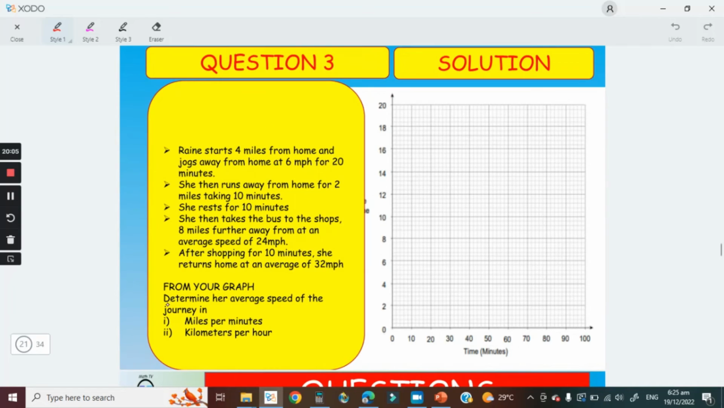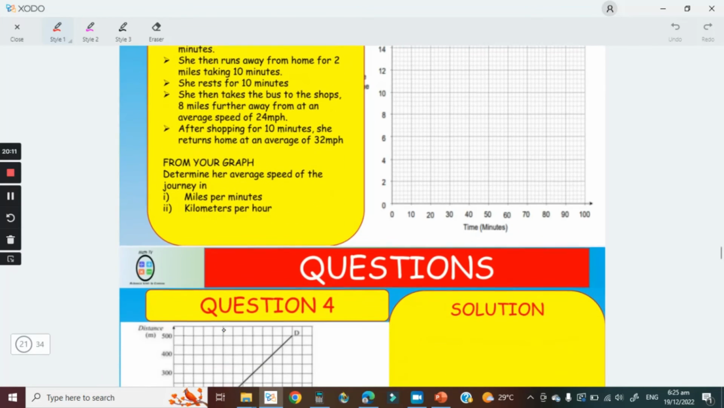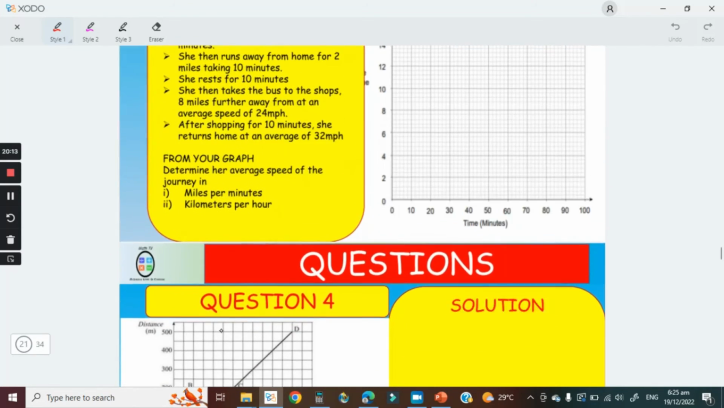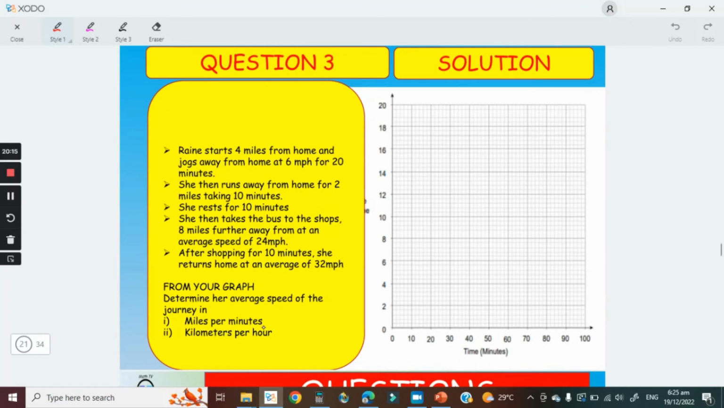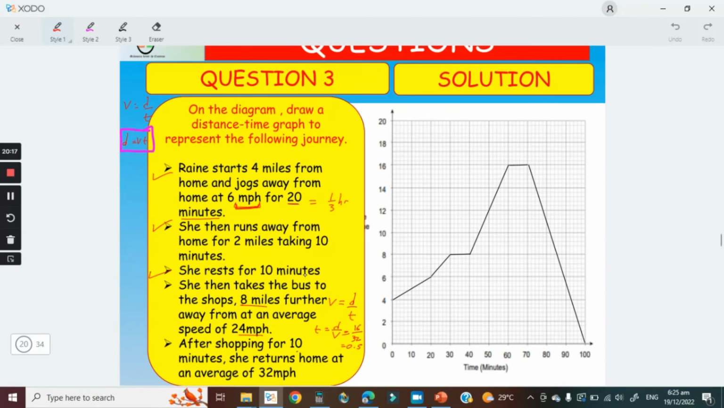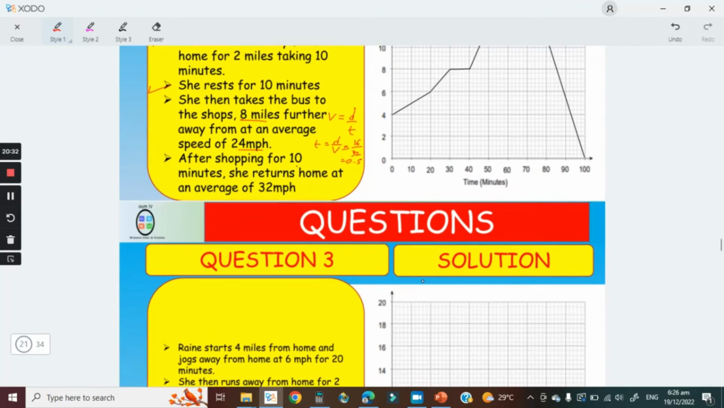It says, from your graph, determine her average speed of the journey in miles per hour. So let's determine her average speed, right? So remember, miles is on the y-axis, time is on the x-axis, and the time is in minutes. So remember, how do you find average speed? Average speed is total distance divided by total time.